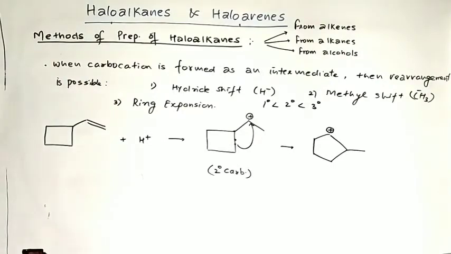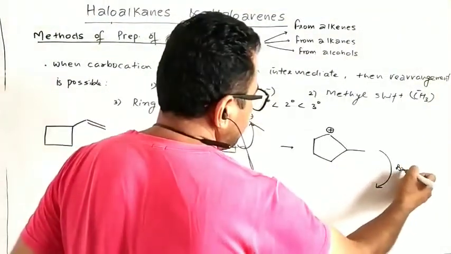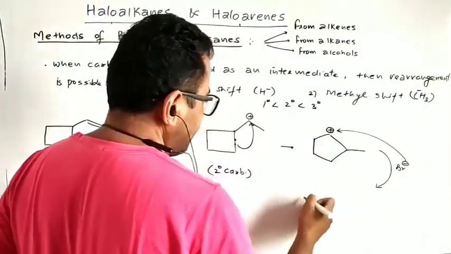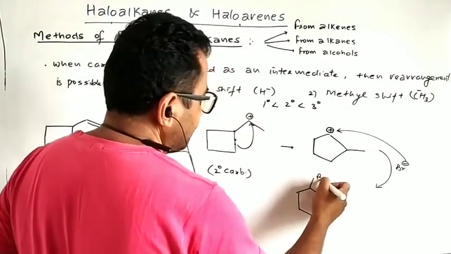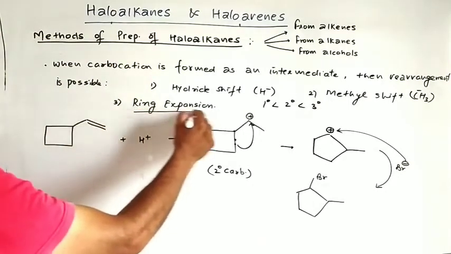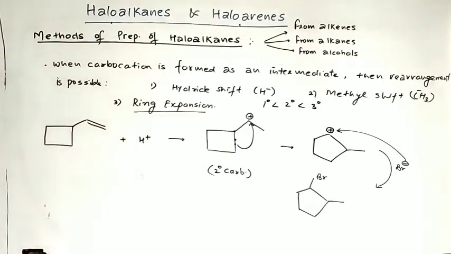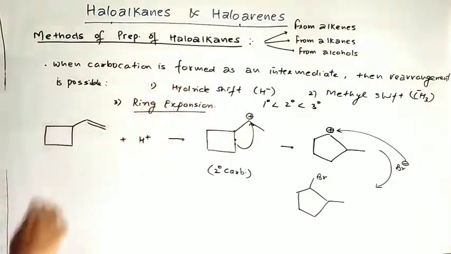Okay. Then what next? Next is adding Br. It is added here to produce this. So this is known as a ring expansion. So when a carbocation is formed, these 3 things are possible: either hydride shift, methyl shift, or ring expansion.